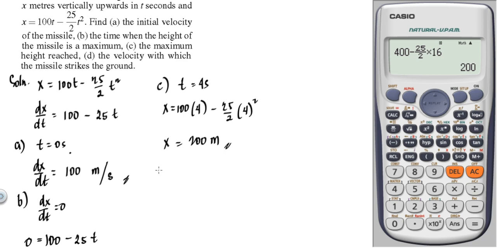Letter D. Velocity with which the missile strikes the ground. So we have 4 seconds going up, 4 seconds going down, or it's 8 seconds. So we have dx over dt equal to 100 minus 25 times 8. 25 times 8 is 200. 100 minus 200. dx over dt is equal to minus 100 meters per second. So this is the velocity with which the missile will strike the ground.